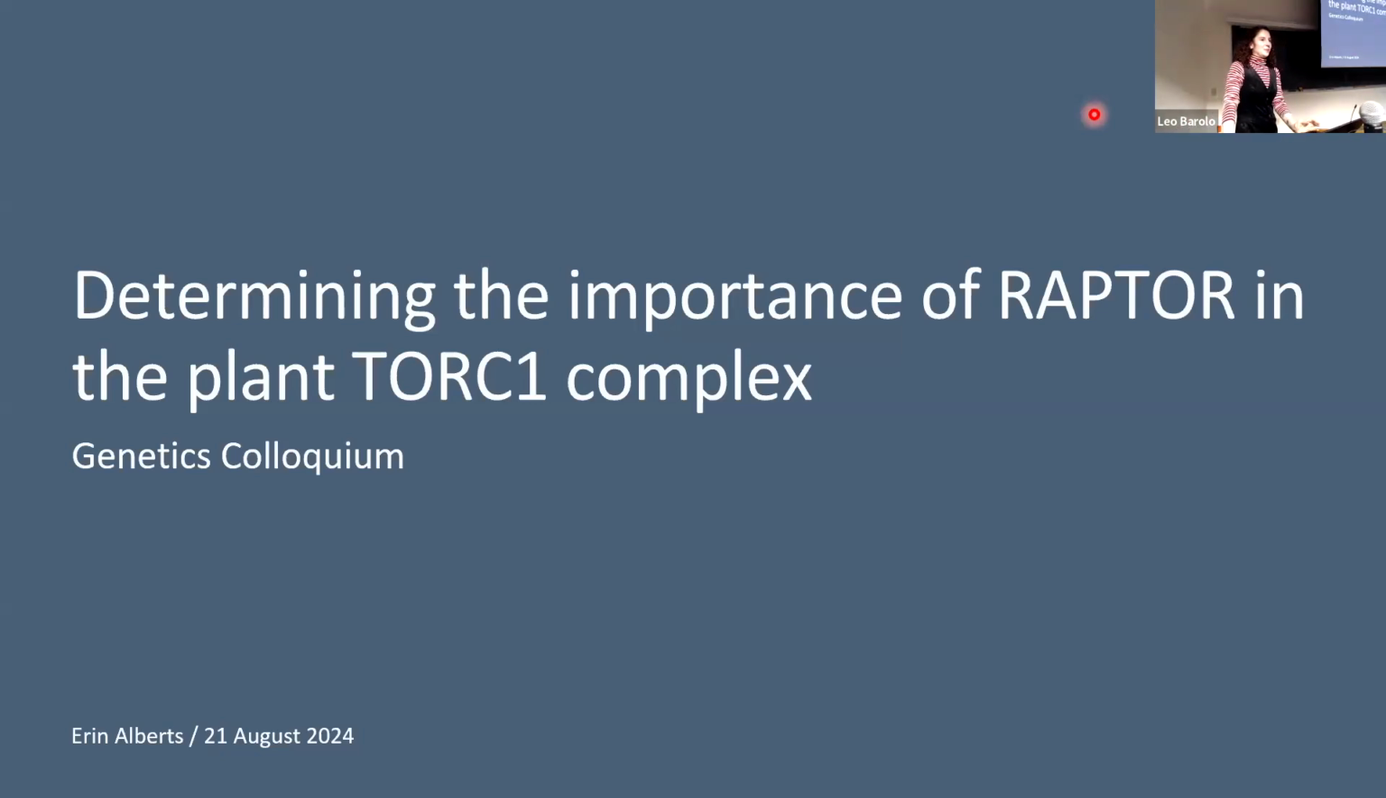If anyone saw the posters that were printed, this is not what is on the posters. I was originally going to present that, but then I thought that this would be a more interesting story to go over. So we're going in a different direction, still focusing on TOR and plants.